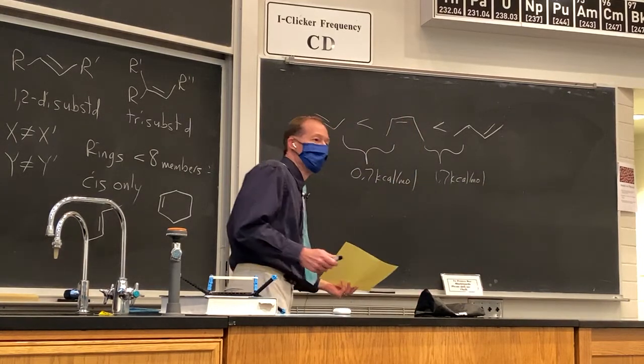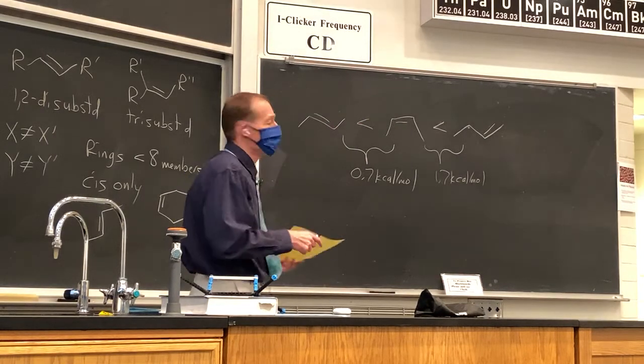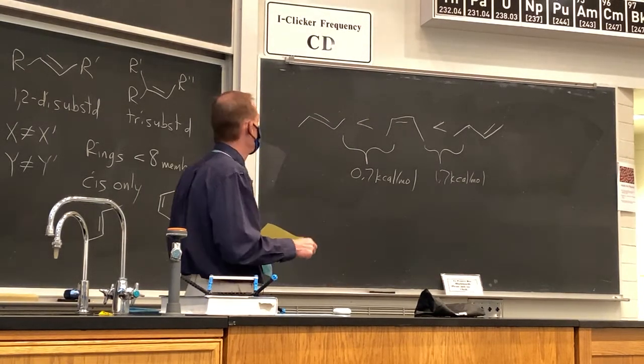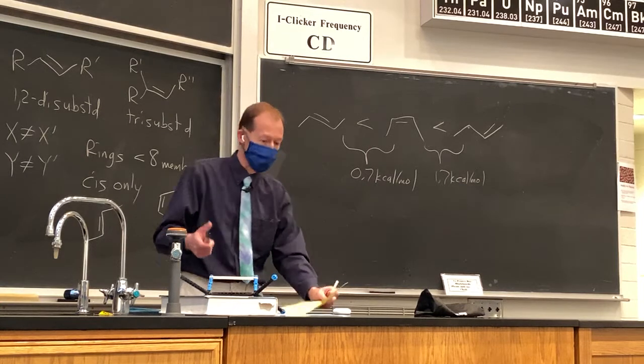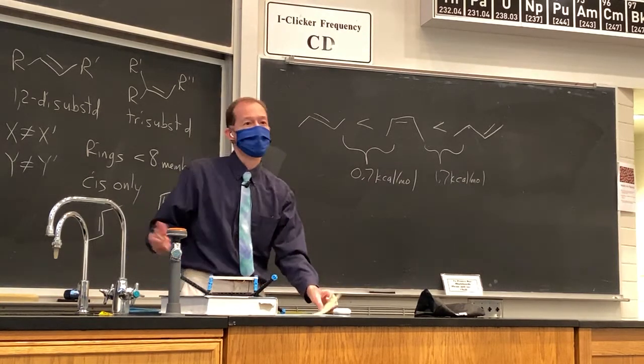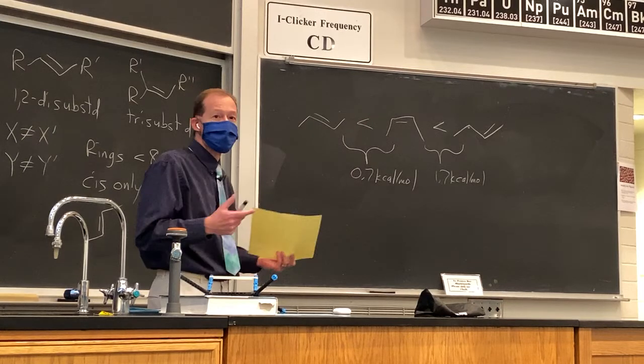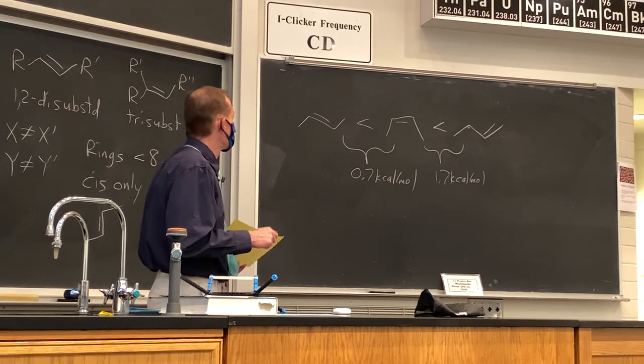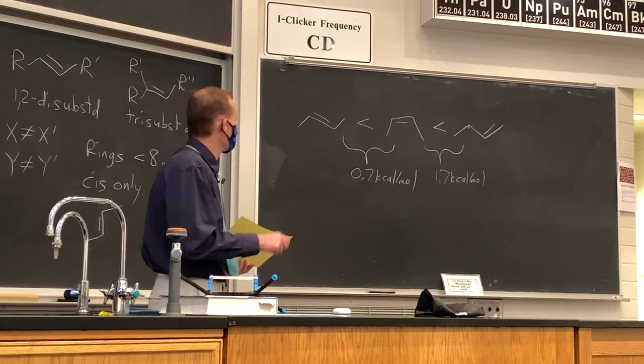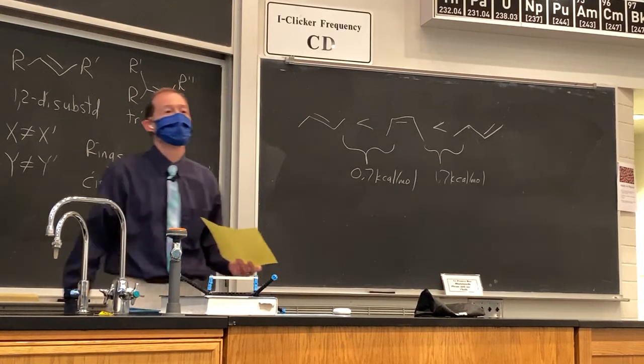So the difference here is explained by steric hindrance. It's costing us 0.7 kcals per mole to have these methyl groups on the same side of the alkene. But why is our di-substituted alkene more stable, even though it has steric hindrance, than our monosubstituted alkene?